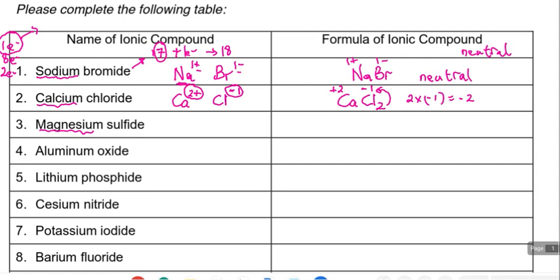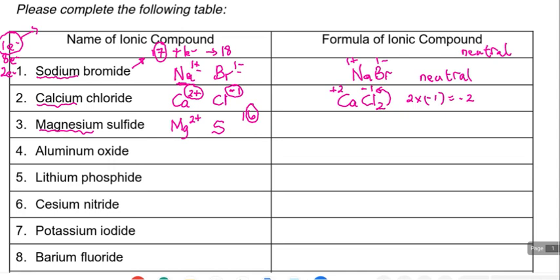Let's do another one, magnesium sulfide. So magnesium on the periodic table, Mg, it's got a charge of 2 positive. Sulfur falls in group number 16. And if I take a look at the group number 16, second digit is 6, it tells me that I need 2 more electrons in order to fill that outer shell. Remember, that outer shell can hold a maximum of 8 electrons.